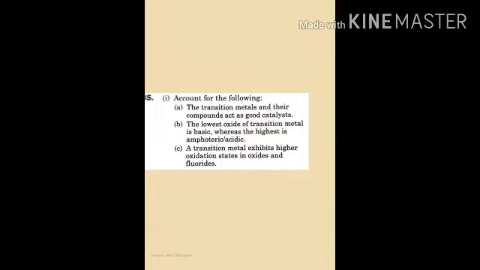We know that both these elements, oxygen and fluorine, are very electronegative in nature, right? So when bonded with the transition elements, that particular element exhibits a higher oxidation state. So a transition metal exhibits higher oxidation state in oxide and fluoride forms. The only reason is the highly electronegative nature of fluorine and oxygen. Both these elements are highly electronegative. That is why it is exhibiting higher oxidation state.